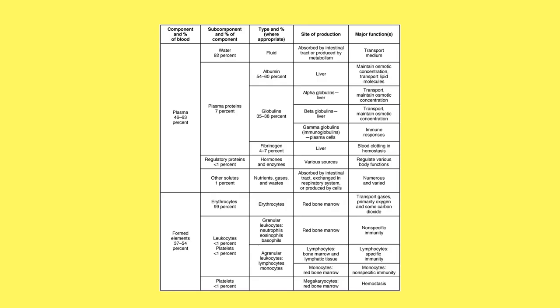And so this table is just showing you the division between the plasma and the formed elements, the cells, remember, and then this is breaking it down percentage-wise, where you can see most of what's in the plasma is water, and then here it shows the major proteins and then some of the other solutes, and just what their overall function is. And then we're going to be talking about the formed elements in a moment as well.